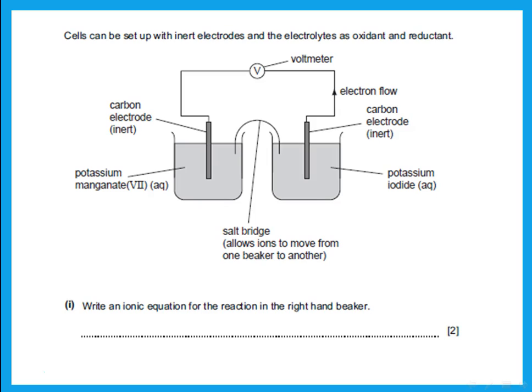So what is happening in here? The electron flow is going from the beaker that contains the potassium iodide, and he's asking, write an ionic equation for the reaction in the right hand beaker. What is happening in the right hand beaker? Then something must be giving up electrons, so it is the iodide ions that are giving up electrons and becoming iodine.